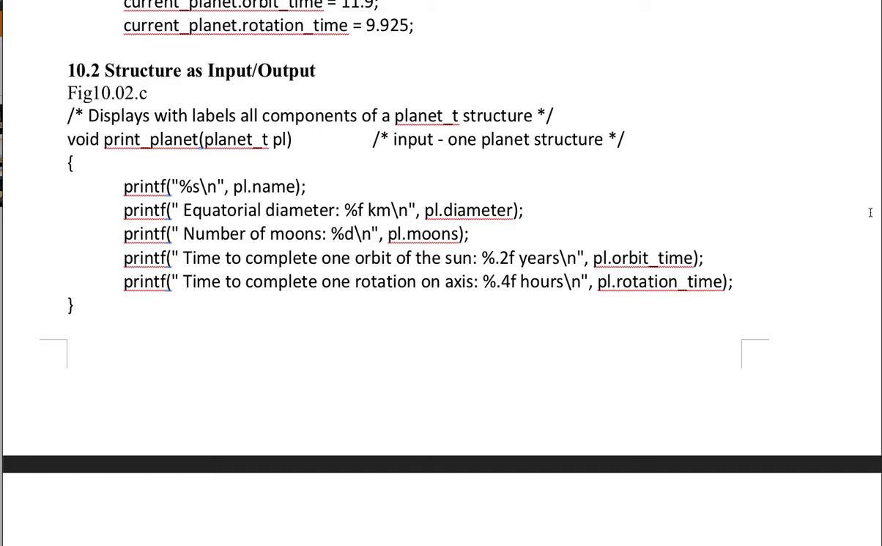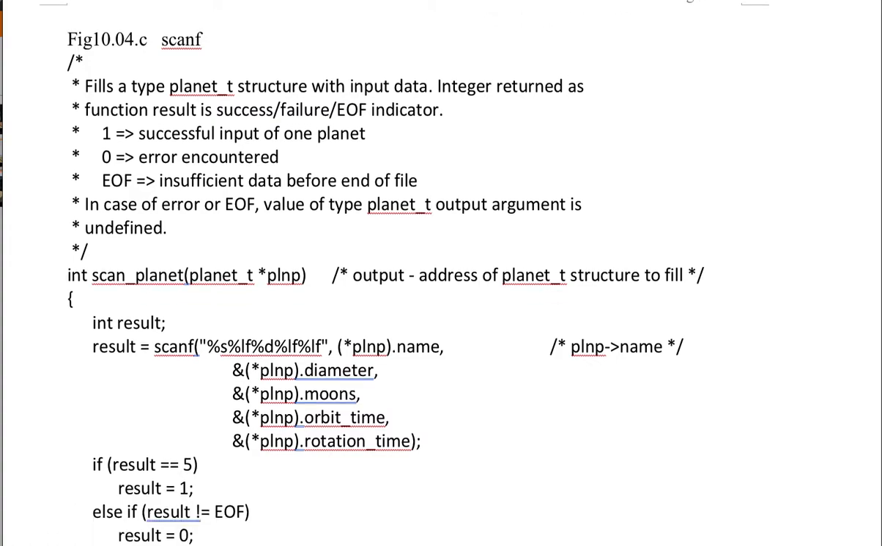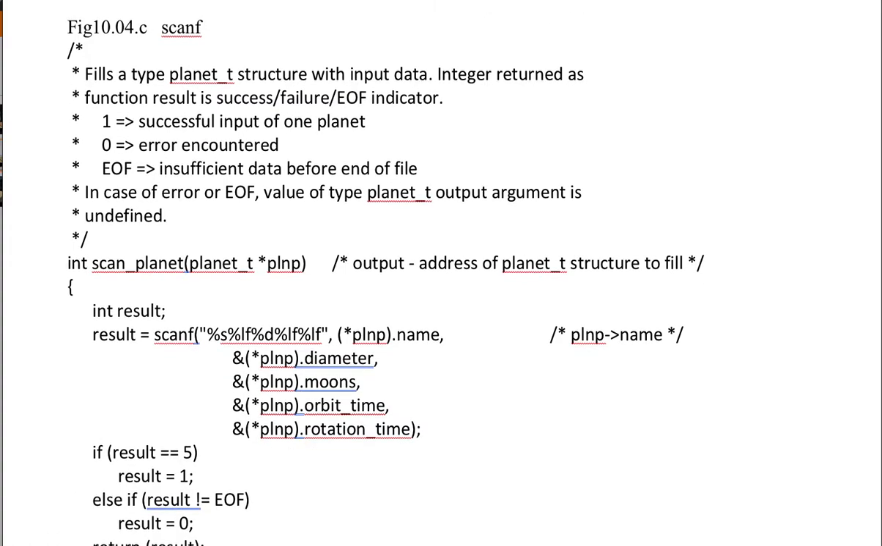The next part, I would say the difficult part, is how we make a structure type variable an input for a function, and an output for a function. I'm using the source file from the textbook, 10.04.c. It can also be downloaded from Pilot under the option of content, in the folder called source. This time the planet type variable is an output.